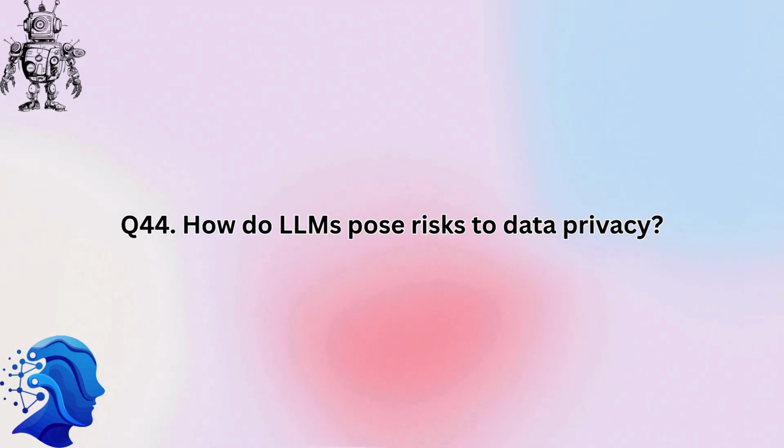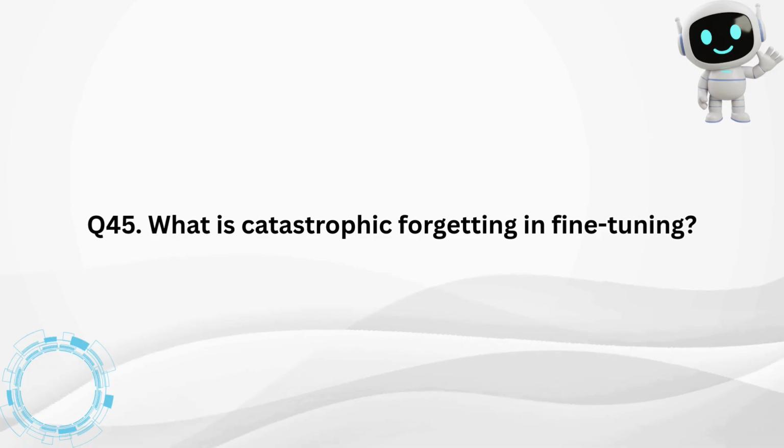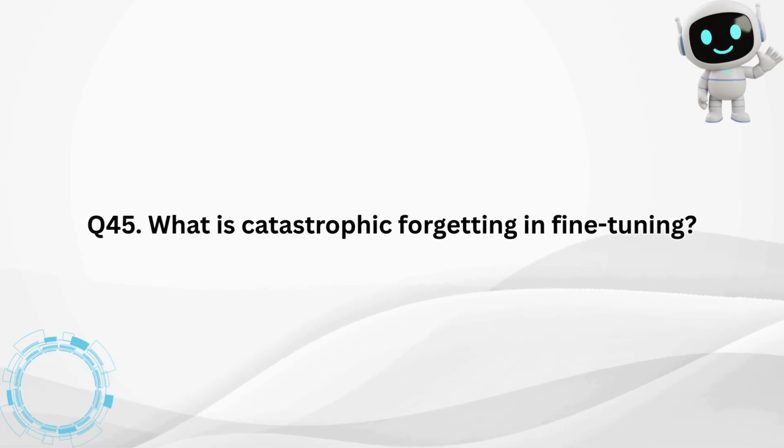How do LLMs pose risks to data privacy? Privacy risks come in two forms: training time memorization and runtime exposure. A model trained on raw internet data might memorize personal emails or credit card numbers. At runtime, users may paste sensitive data into prompts. Both scenarios risk leakage. Mitigations include differential privacy, redaction, and strict enterprise policies. In regulated industries like finance or healthcare, privacy protection isn't optional. It's a must.